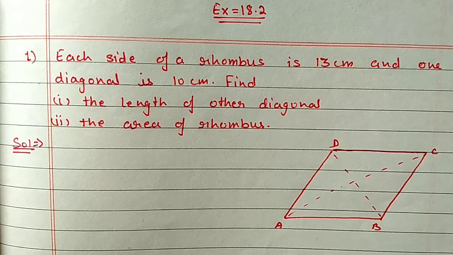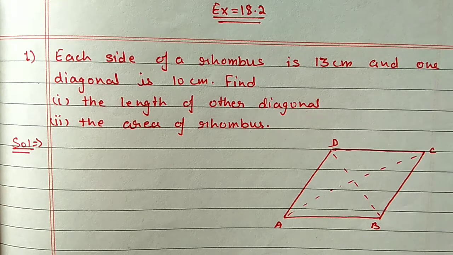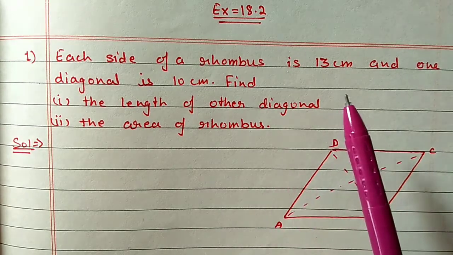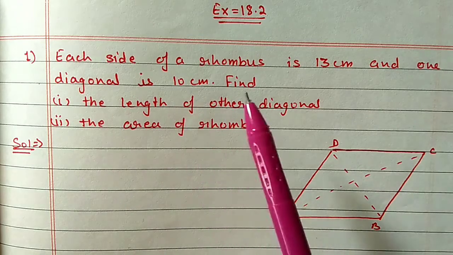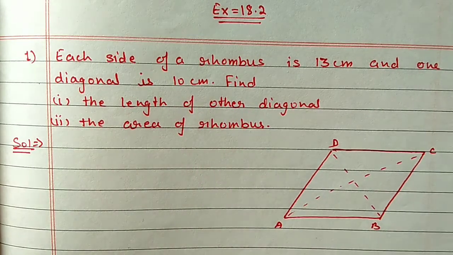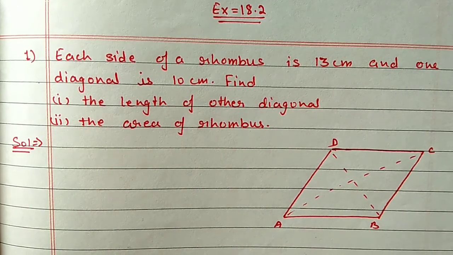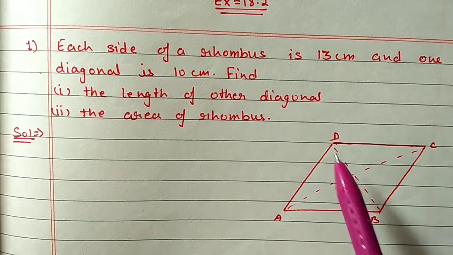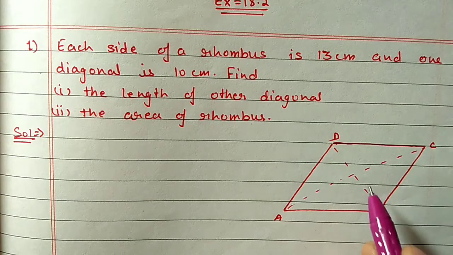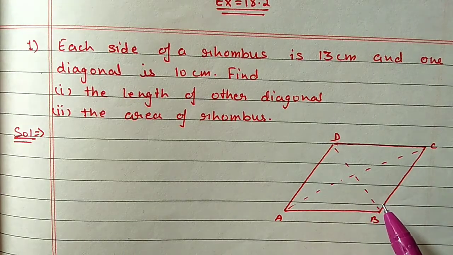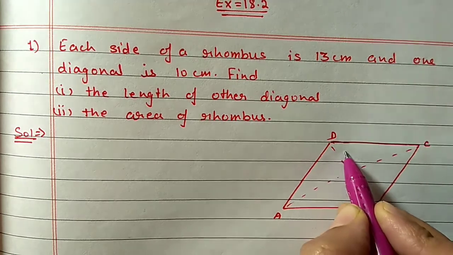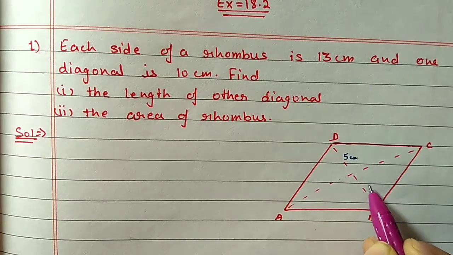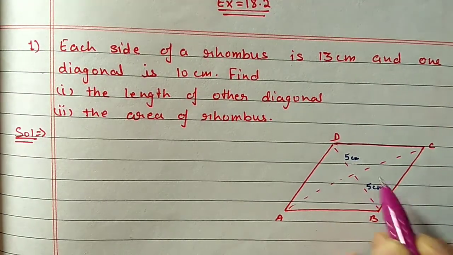Now we will start exercise 18.2. Question number 1. Each side of a rhombus is 13 cm and one diagonal is 10 cm. Find the length of another diagonal. So here one diagonal is given 10 cm. Suppose this diagonal is 10 cm. We know the diagonals of a rhombus bisect each other at 90 degree. So bisect means this will be 5 cm and here to here it will be 5 cm.